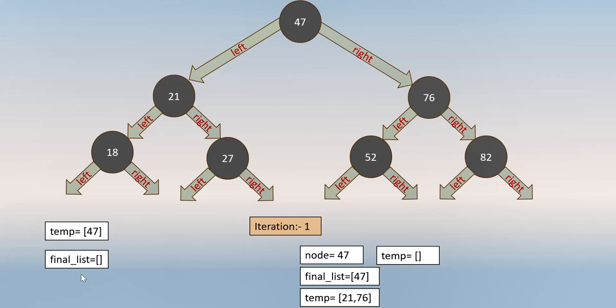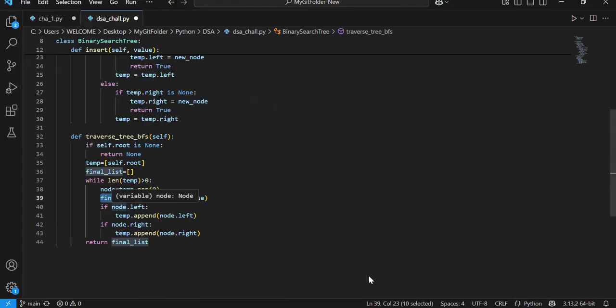So currently the final list was empty. Now we will append this value, so it will have 47 as the first element. Now this will check whether 47 has any left child or not. If yes, then it will append that left child node in the temporary list, and similarly it will check for the right child.